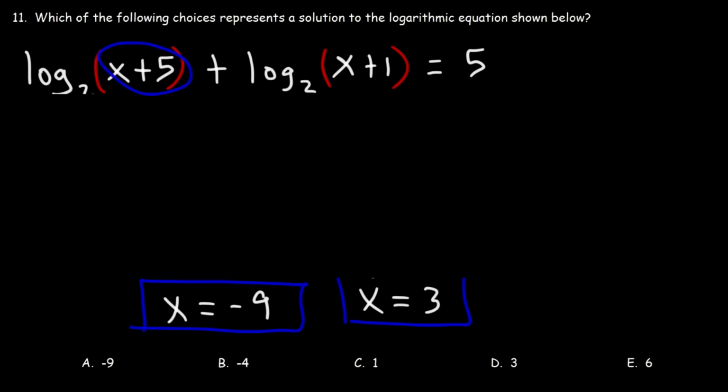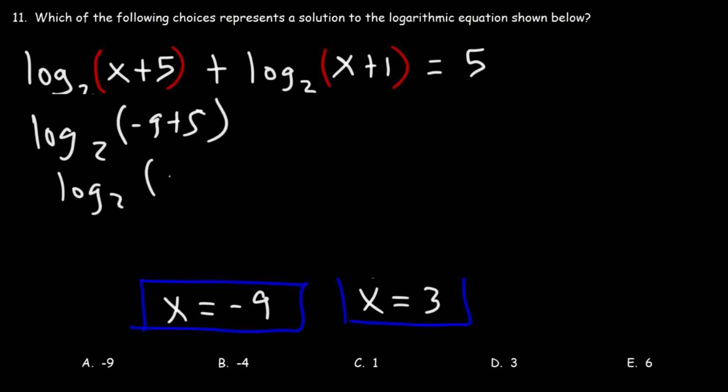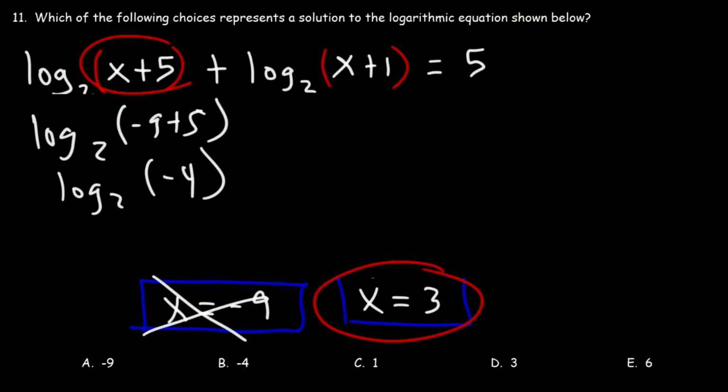So, if we were to replace x with negative 9, the first part will be negative 9 plus 5, which is basically log base 2 of negative 4. So this is not part of the domain of logs. You can't have a negative number inside of it. So this is an extraneous solution. So the correct answer is 3, because if you plug 3 into x plus 5, you're going to get a positive number. If you plug it into x plus 1, you will also get a positive number. And so this is the answer.